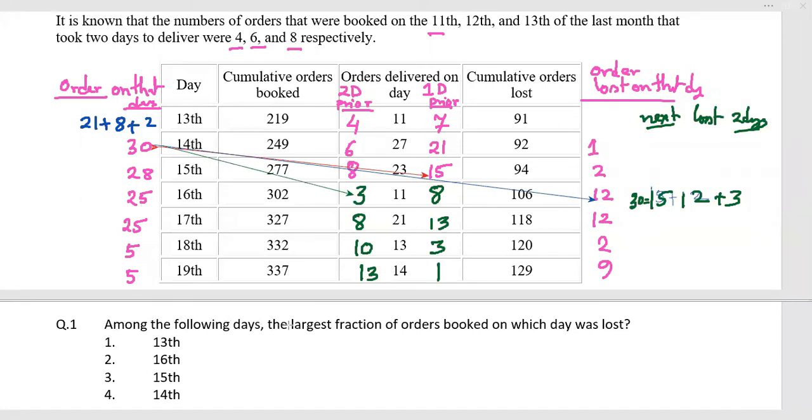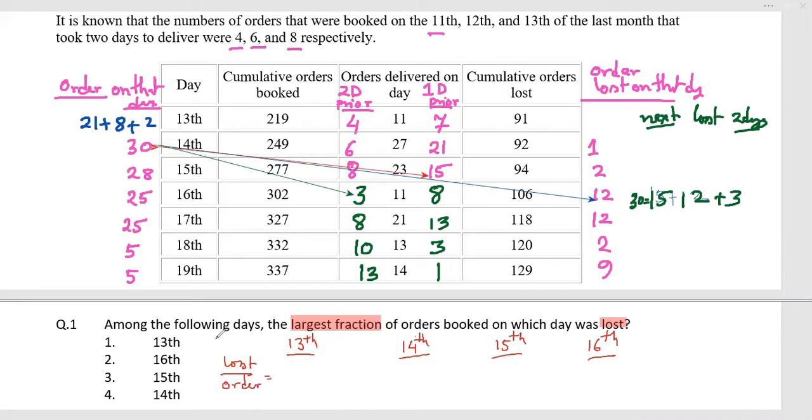First question, among the following days, the largest fraction of orders booked on which day was lost? So basically, I need to find it out. 4 days, 13th, 14th, 15th, and 16th. For these 4 days, I need to find lost orders divided by total orders.